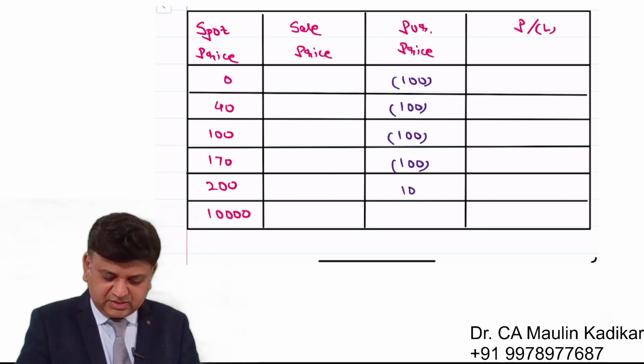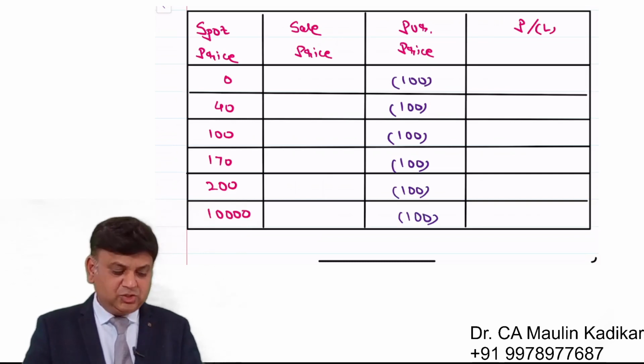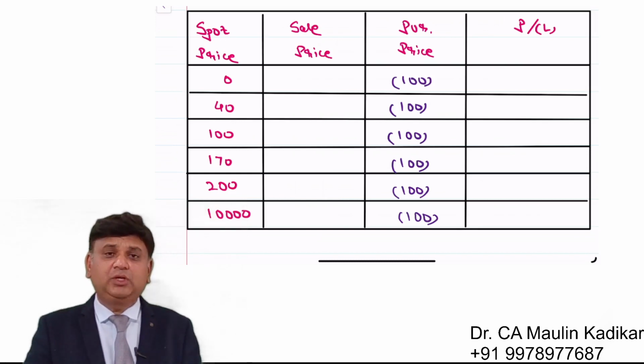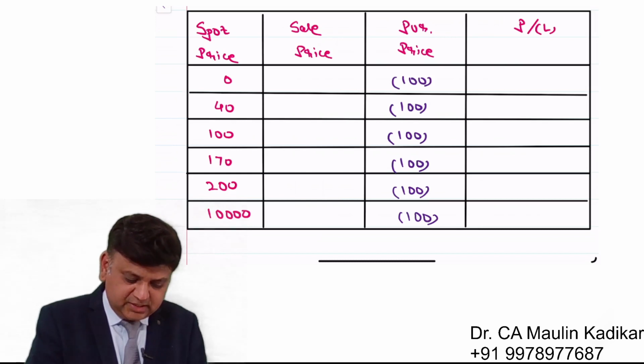For Mr. X. Now, as I told you, we are assuming that immediately on that date, the security will be sold in the spot market. That is, on 31st of July in this example.